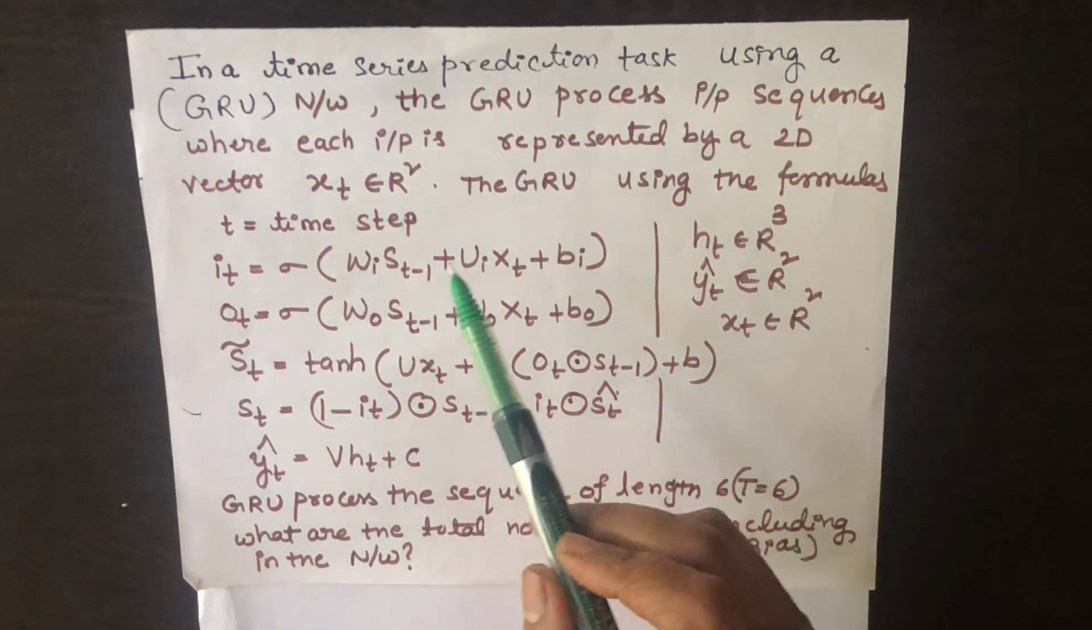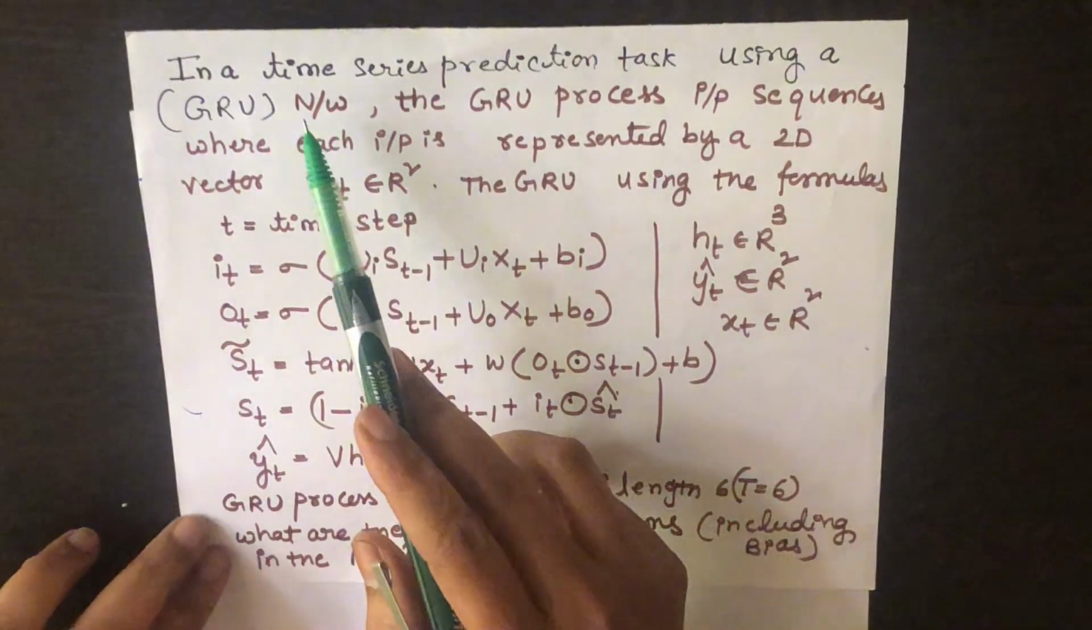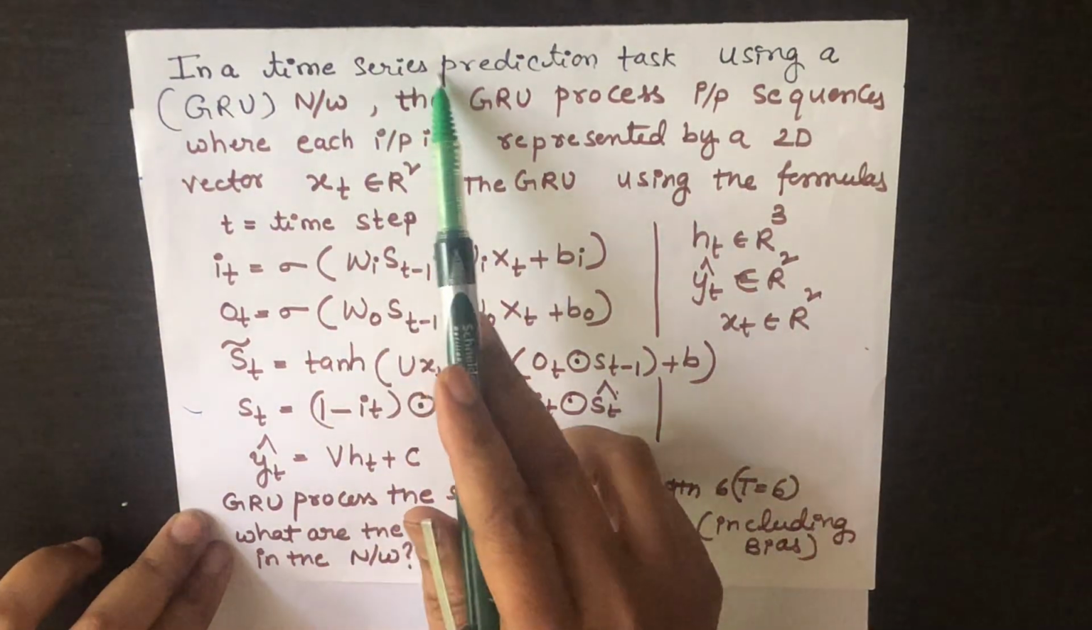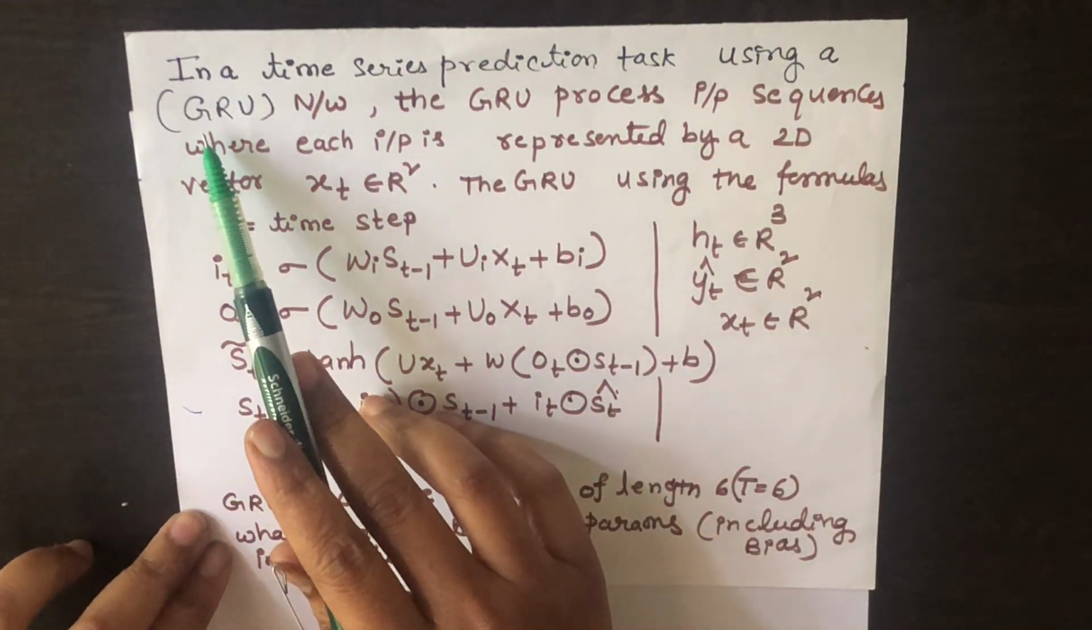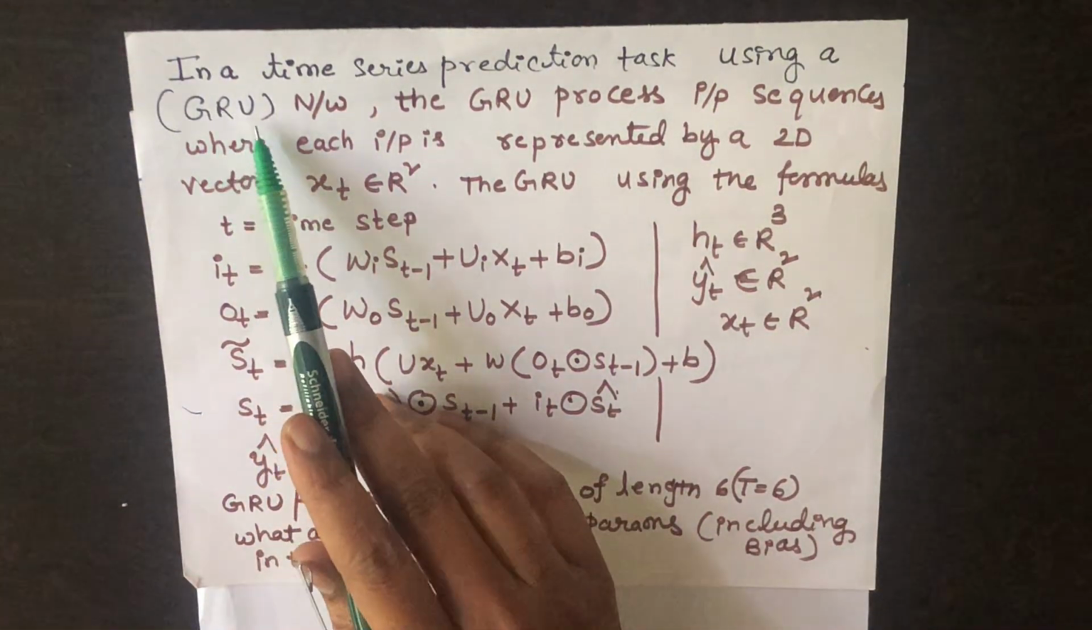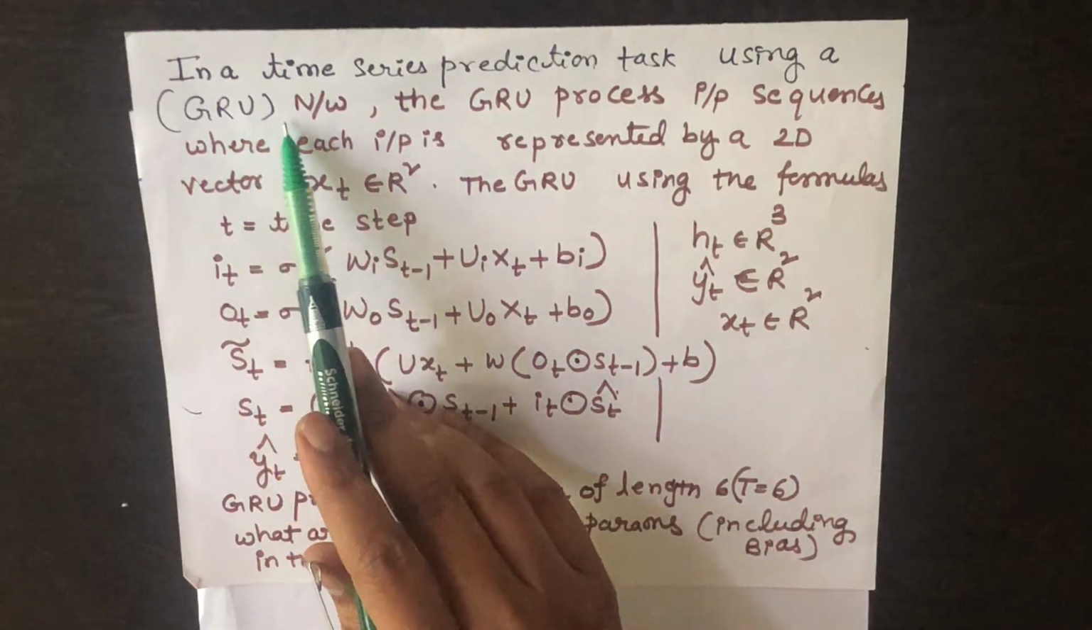Friends, next question, deep learning. Enter question. In a time series prediction task using a GRU, gated recurrent unit. GRU means gated recurrent unit network.